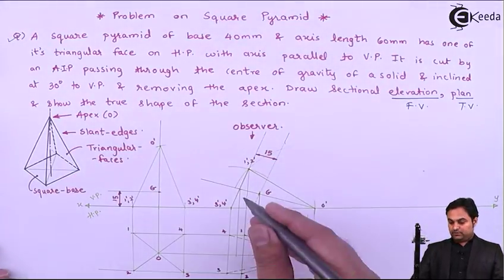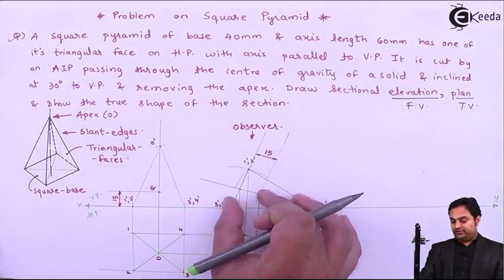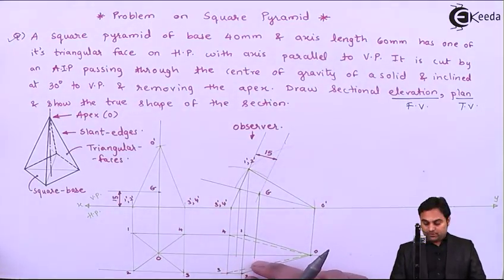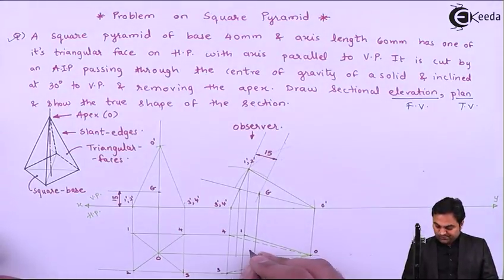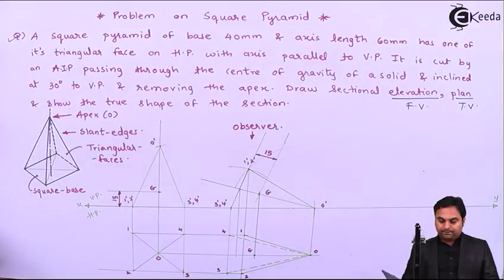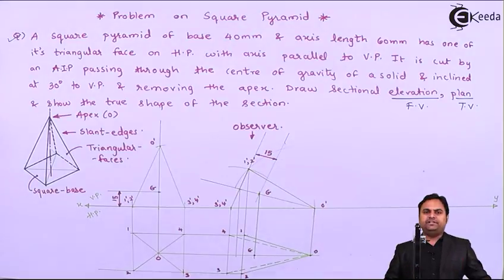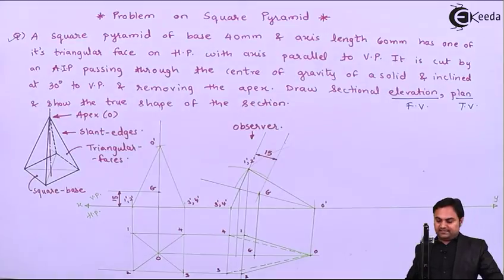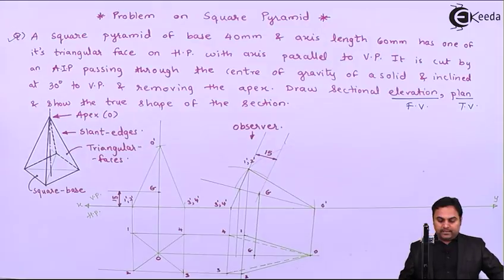Now here this is 15, it means it is showing the true length, but in the top view that length has become apparent of the CG. So I have to take this point as the CG and then pass the cutting plane. Cutting plane will be passed depending on which part is to be retained and which is to be removed. So now the cutting plane is inclined at 30 degree to VP and it is given that removing the apex.